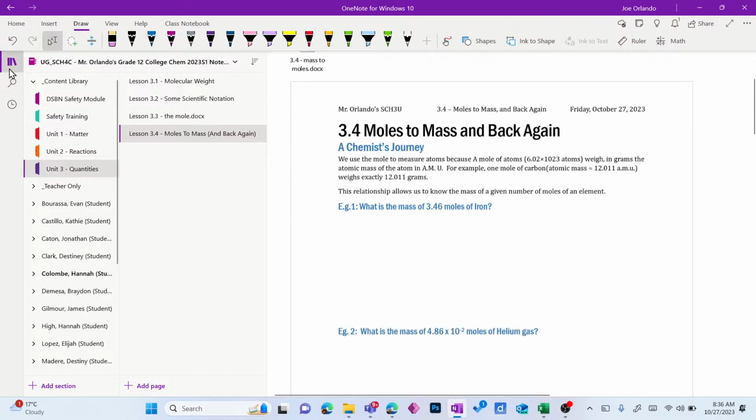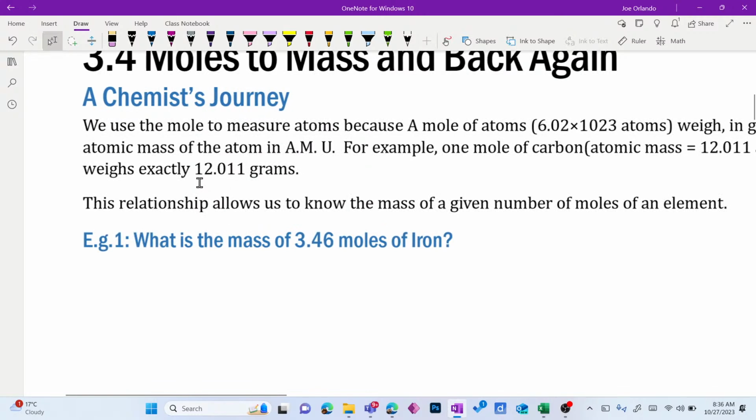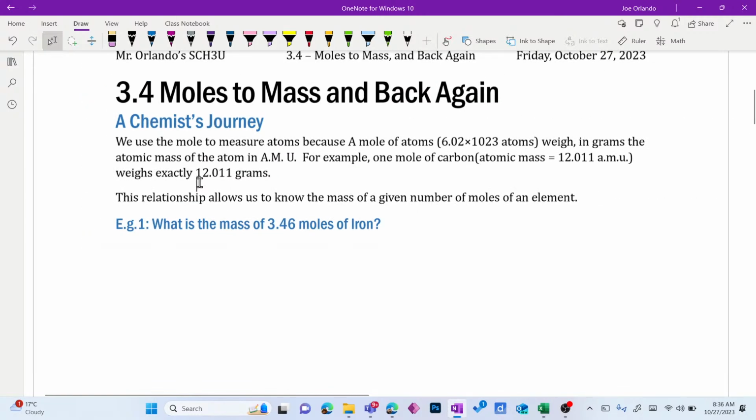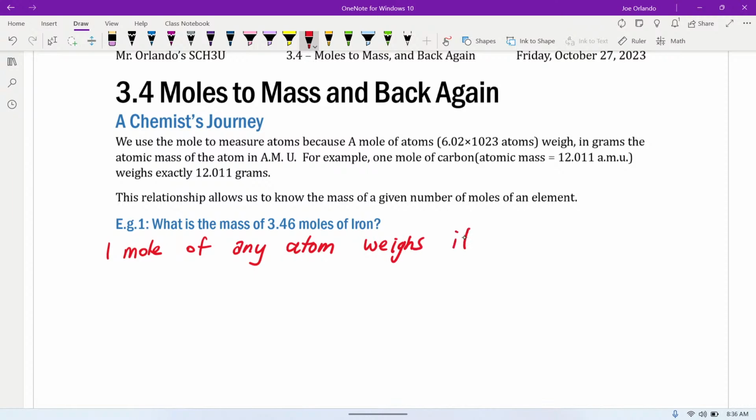Today we're going to look at the mole concept in a useful way. Because the only thing you need to know is that 1 mole of any atom weighs its atomic weight in grams.